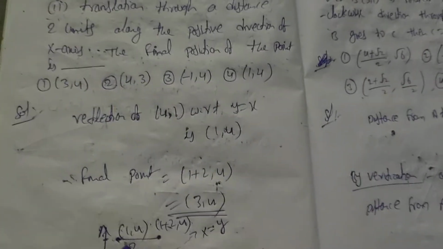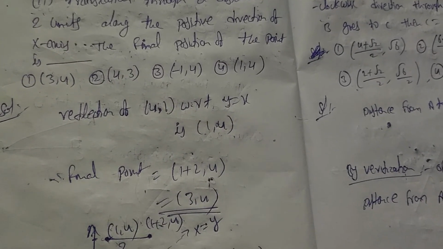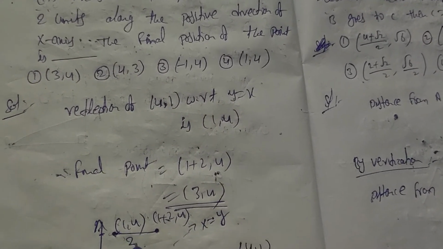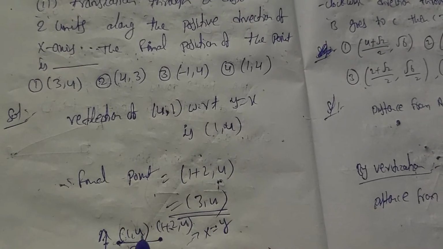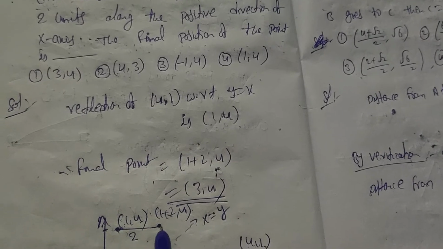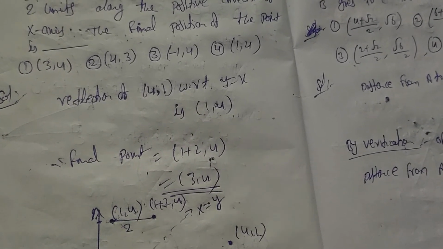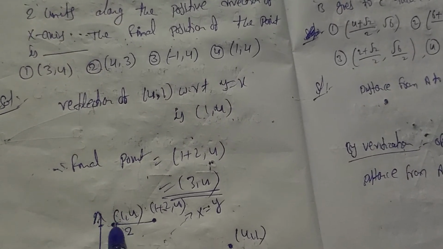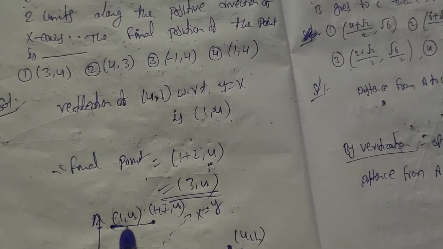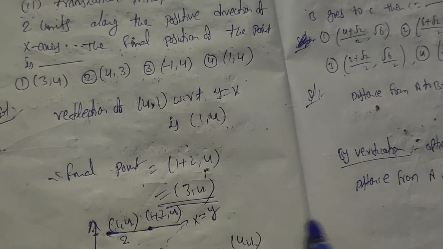Now he is asking for a translation through a distance of 2 units along the positive direction of the x-axis. That means after changing this point, now translate this origin to some point. That point is nothing but, from 1 comma 4, towards the x-axis, take 2 units distance. Towards the x-axis means this is the x-axis, so parallel to this, if you draw a line from 1 comma 4 towards the positive direction of the x-axis, it is going in this way.